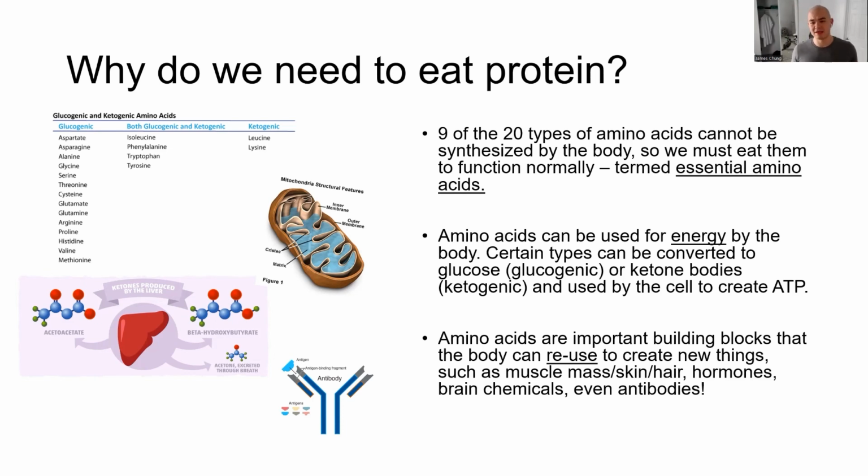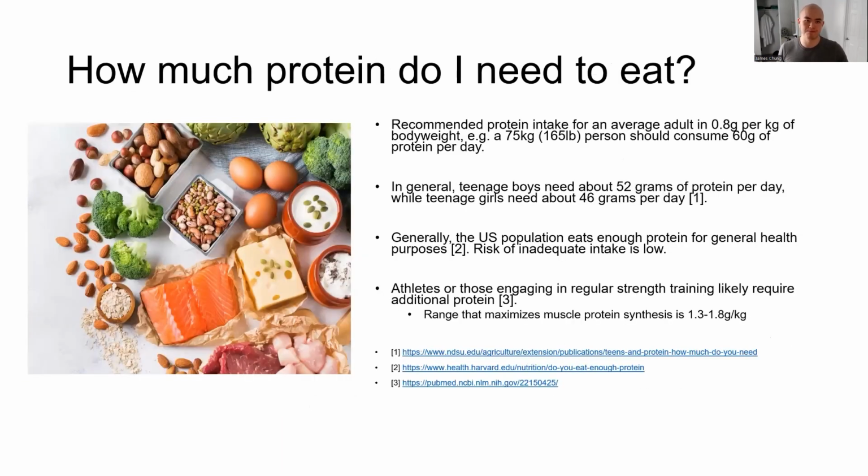And further, beyond their energy potential, amino acids are important building blocks that the body can reuse to create new things. So muscle, skin, hair, even some hormones, brain chemicals like our neurotransmitters, and even antibodies. They're all made from these proteins, these amino acids that we take in. So those are just some functional ways that our body uses the protein that we eat.